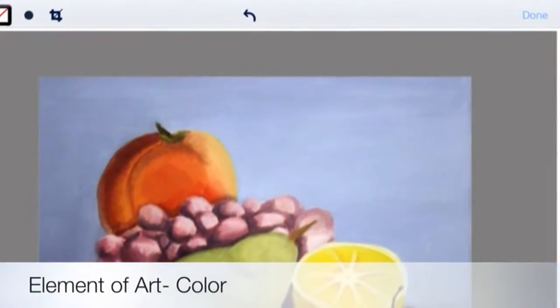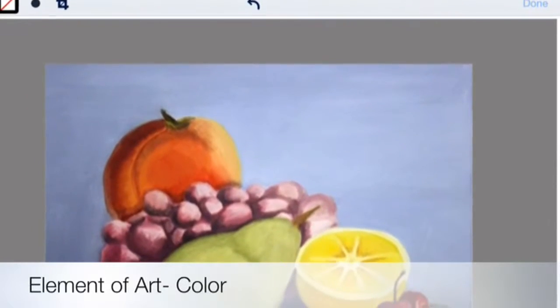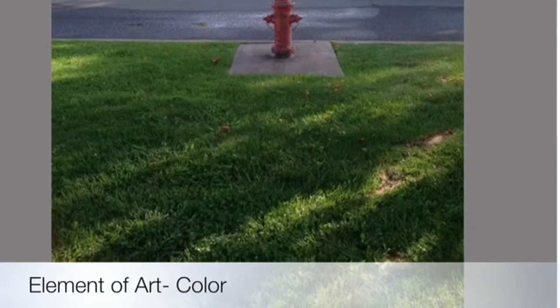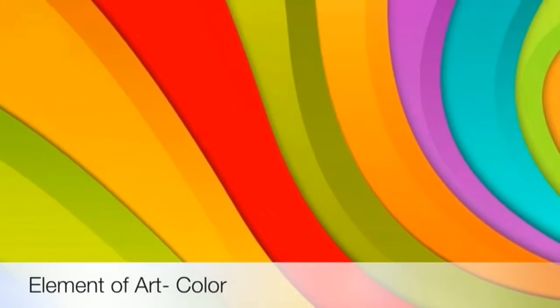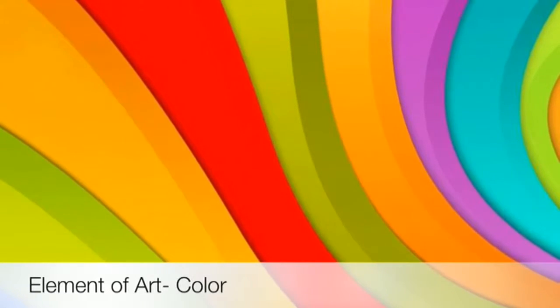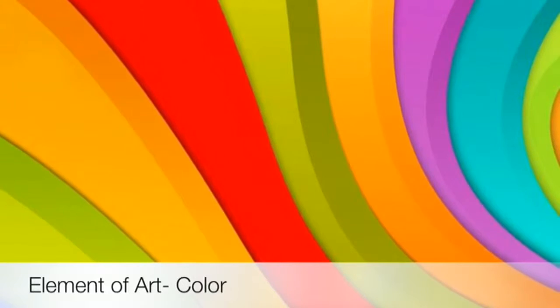Color is an element of art which is made up of three properties. These properties are hue, value, and intensity. Hue is the name of the color, while the value is the hue's lightness and darkness. Intensity is the quality of the brightness and purity. High intensity of a color is strong and bright, while low intensity is when a color is faint and dull.